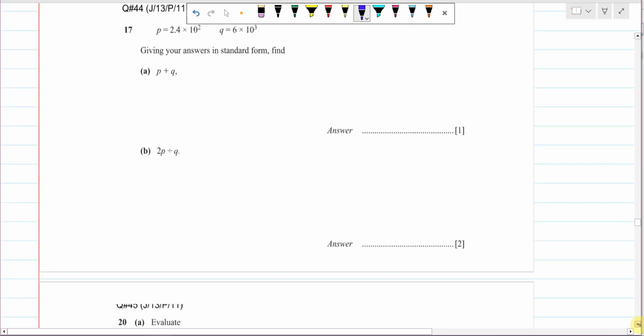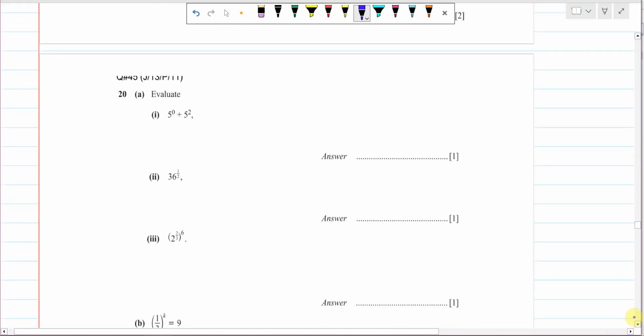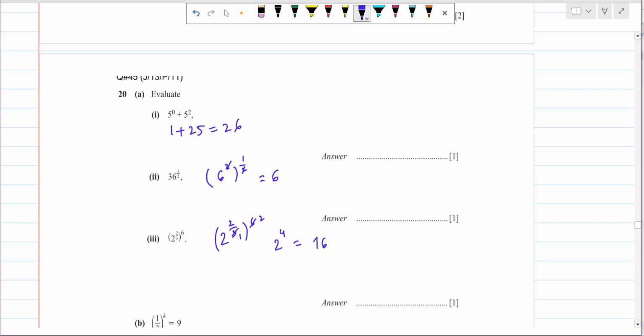After that, 5 power 0 is 1, 5 power 2 is 25, that is equal to 26. 36 power 1 upon 2. What is 36? It is 6 square. 2 and 2 cancel, so you get 6. Then 2 power 2 upon 3 and whole power 6. You can simplify the powers. 3 1s are 3, 3 2s are 6. So that will be 2, 2 2s are 4. So 2 power 4 is 16.